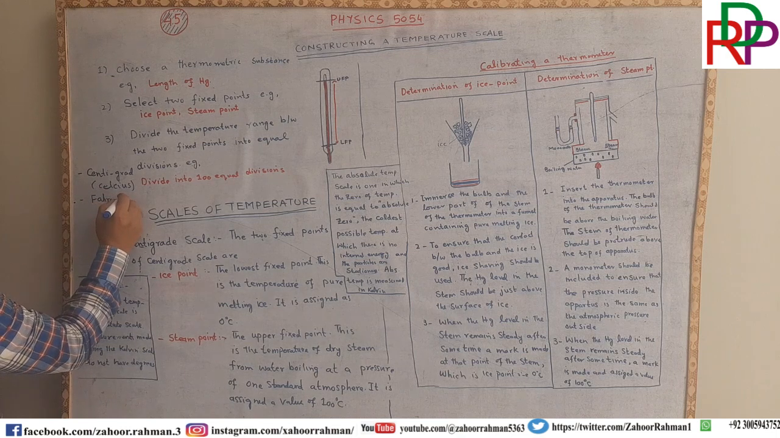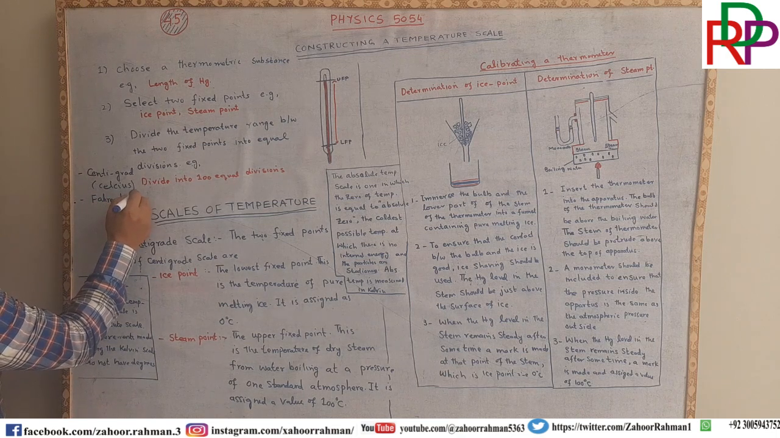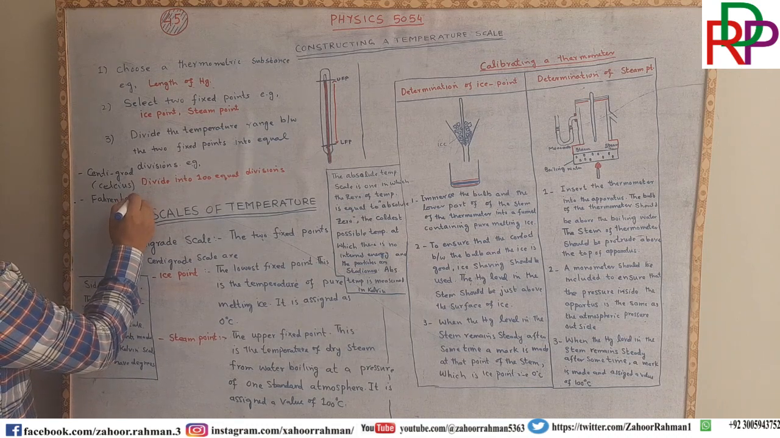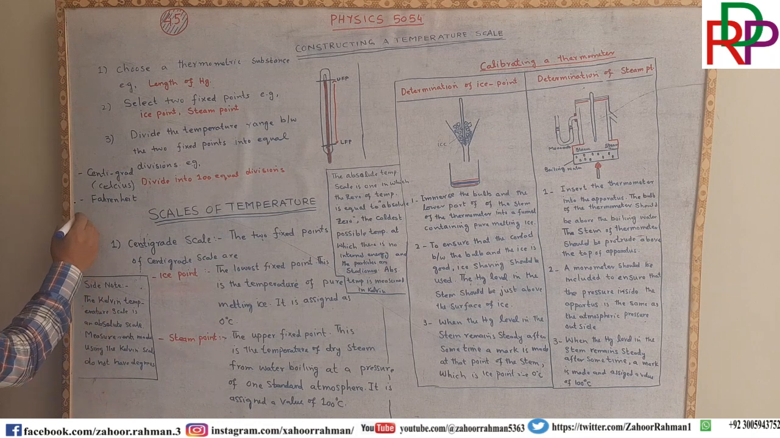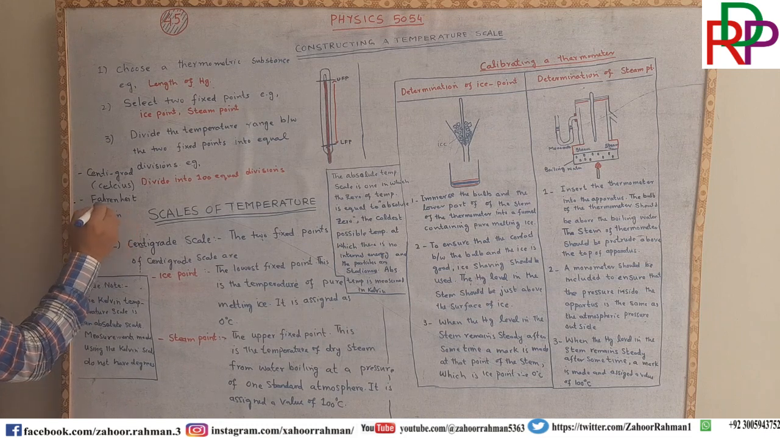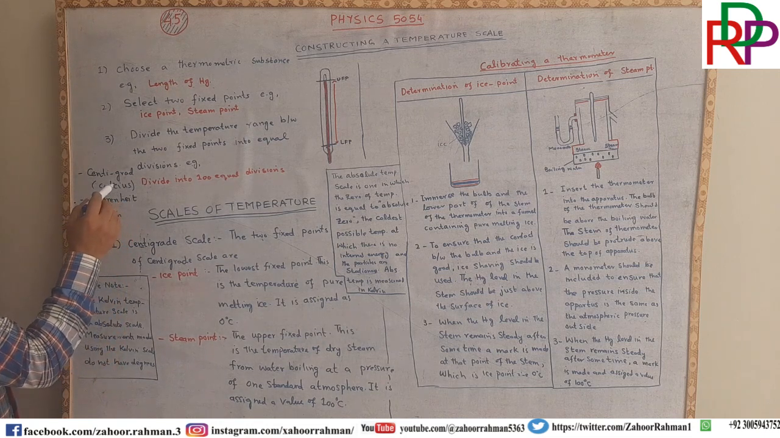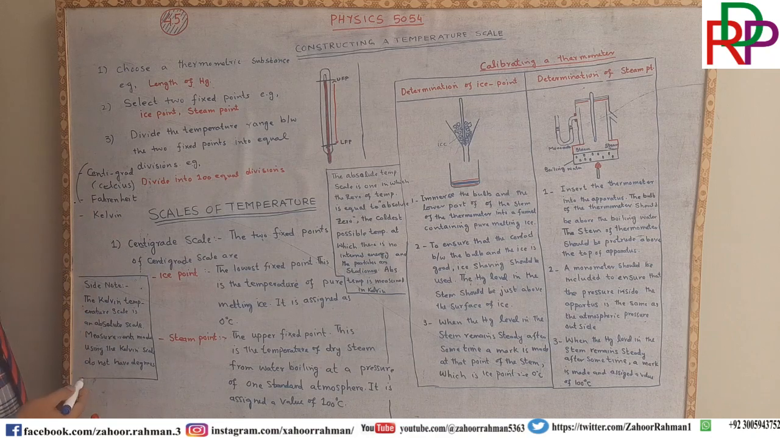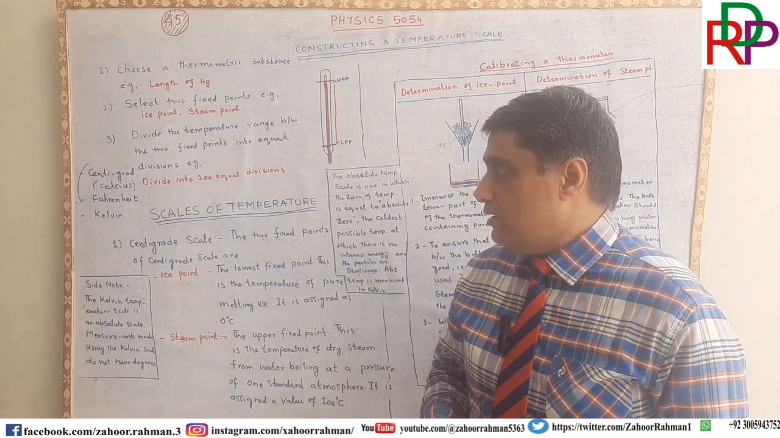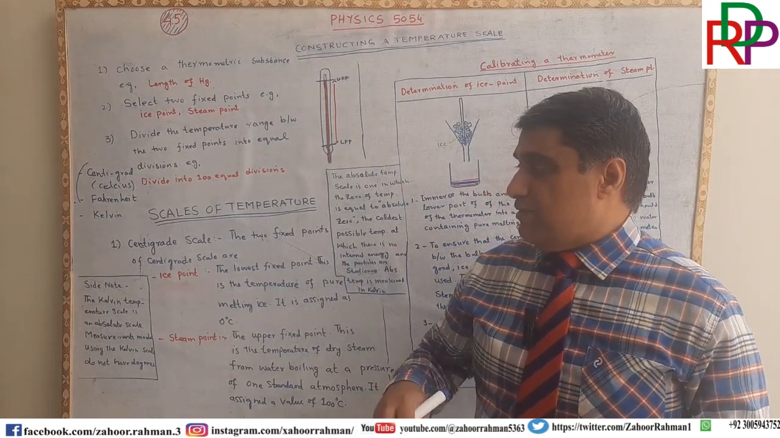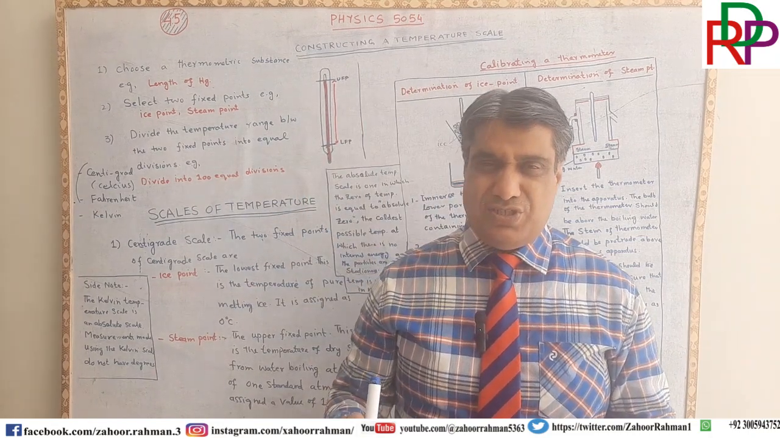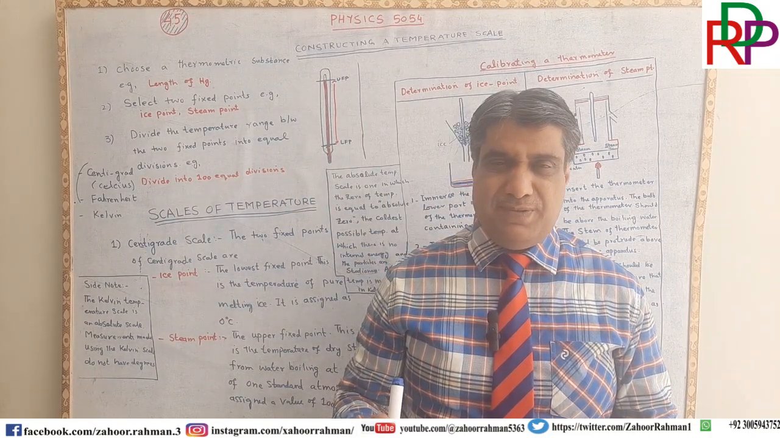Fahrenheit. Few people are calling it Fahrenheit. Fahrenheit temperature is the actual word. And the third one is Kelvin. Commonly, these are used very frequently all over the world for scientific experiments, and engineers are using them for different experiments.